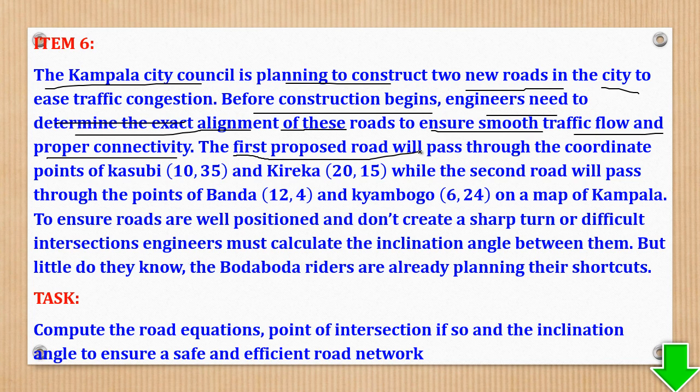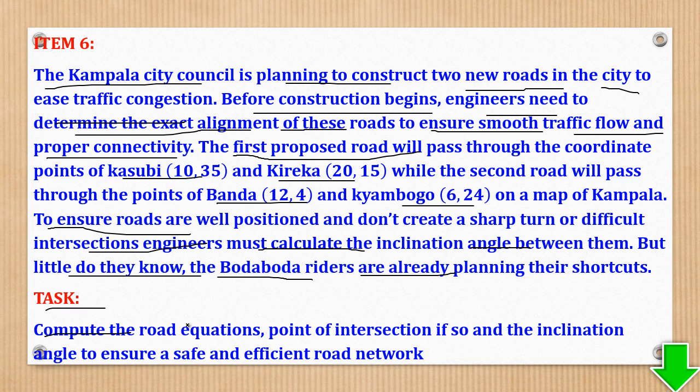The first proposed road will pass through the coordinate points of Kasubi and Chireka, while the second road will pass through the coordinate points of Banda and Chambogo. On a map of Kampala, to ensure roads are well positioned that don't create a sharp turn or difficult intersections, engineers must calculate the inclination angle between them. But little do they know that border riders are already planning their shortcuts.